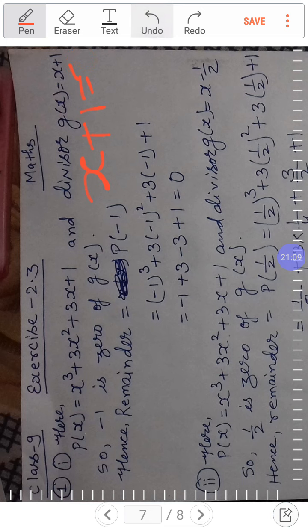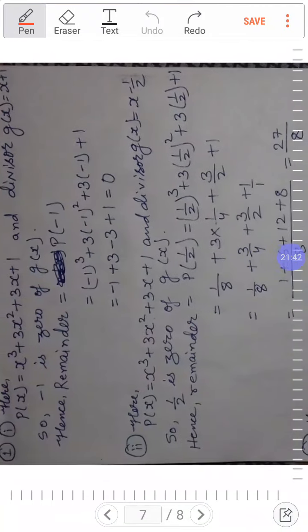Now, if you see, minus 1 is the zero of g(x), hence the remainder will become what? p(minus 1). So minus 1 cube plus 3 into minus 1 square plus 3 into minus 1 plus 1. So minus 3 and plus 3 got cancelled, minus 1 and plus 1 got cancelled, and it became 0. So what is the remainder over here? The remainder is 0. This we found by using the remainder theorem.